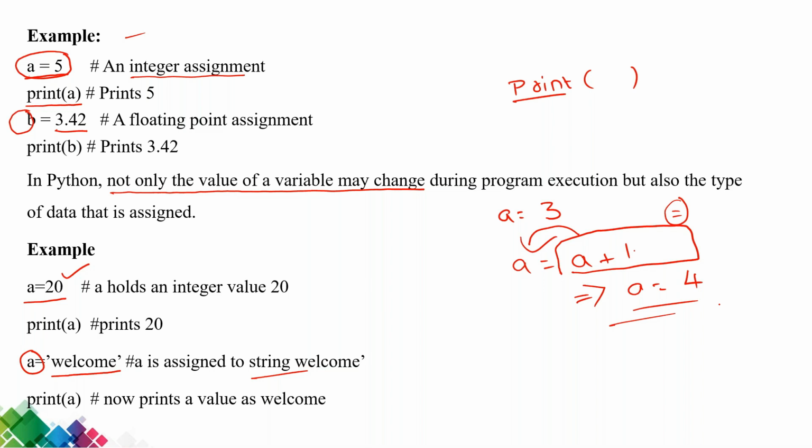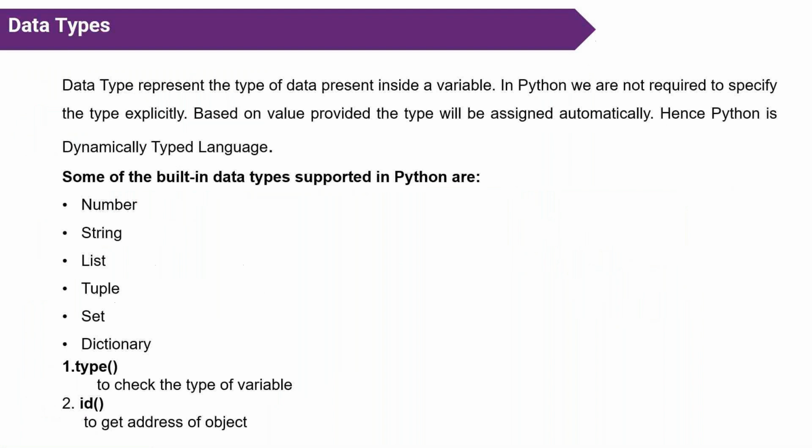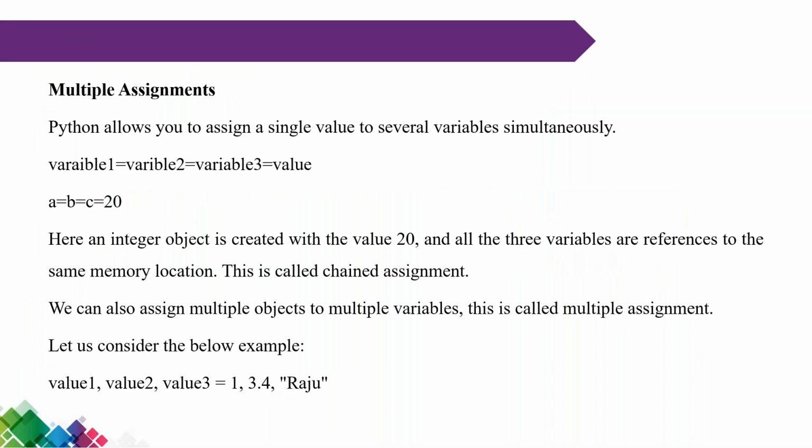That means a variable is used to change the value. In Python, we can also change the data type that is assigned. That is, we can assign integer, float, or string, whatever data you are assigning, the variable takes such type of data. Okay. And the final point coming to variables.